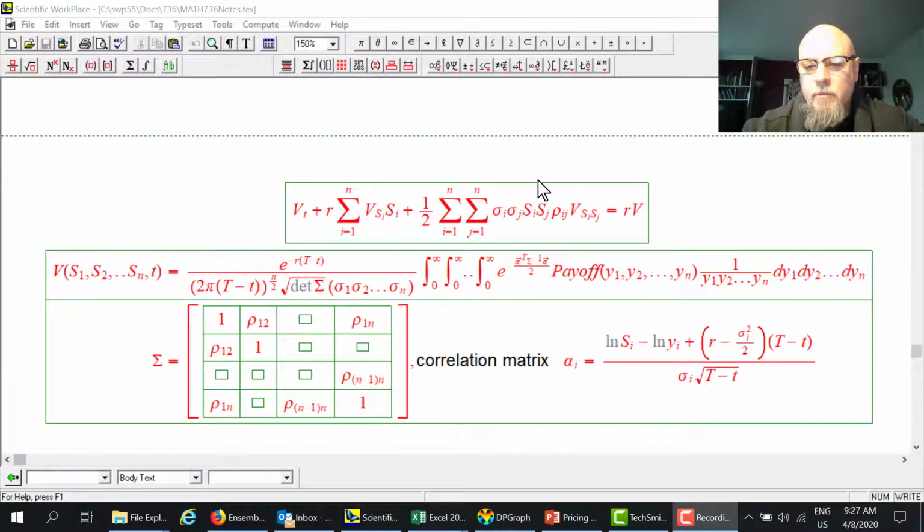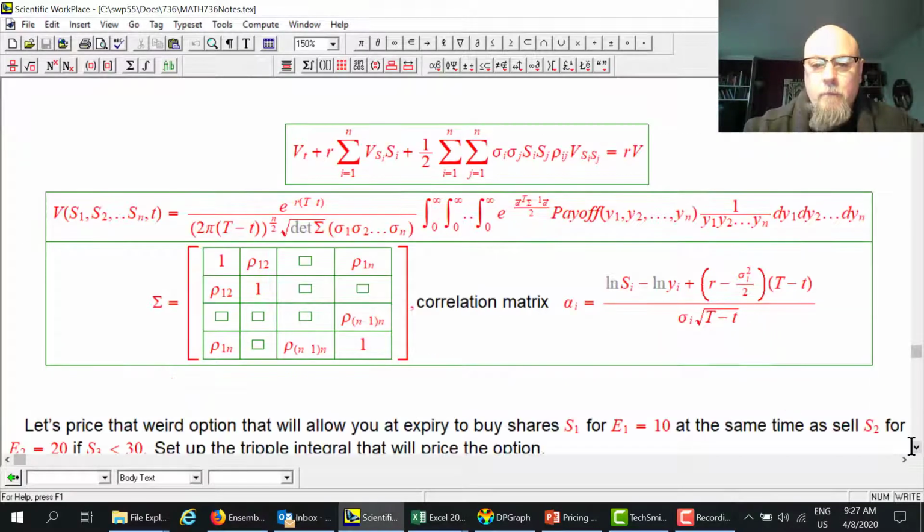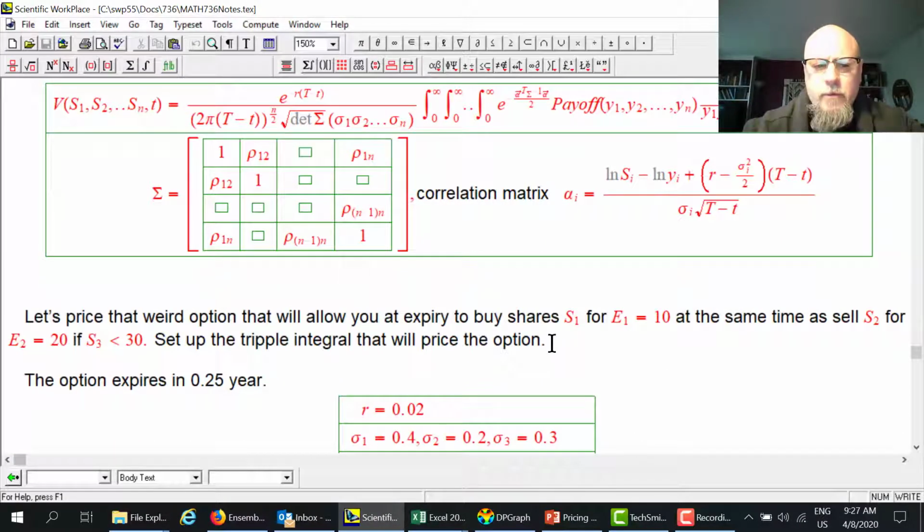So we've got our multidimensional Black-Scholes equation, and we've got the solution to that multidimensional Black-Scholes equation, which has the payoff in it. Let's try this out with our example. That example basket option we were talking about is a weird option that depends on three stocks. If stock 3 is less than 30, then I can exercise that option. And if I exercise that option at expiry, so it's a European option, I get to buy stock 1 for $10 and at the exact same time sell stock 2 for $20.